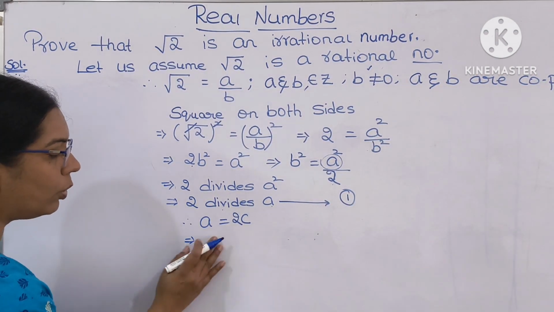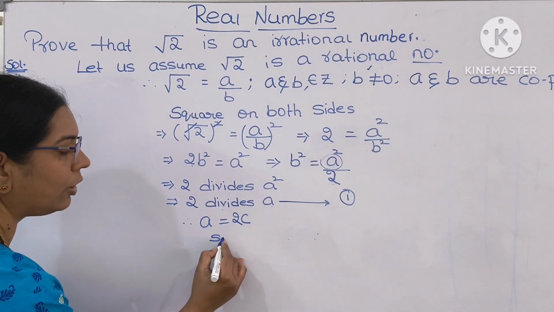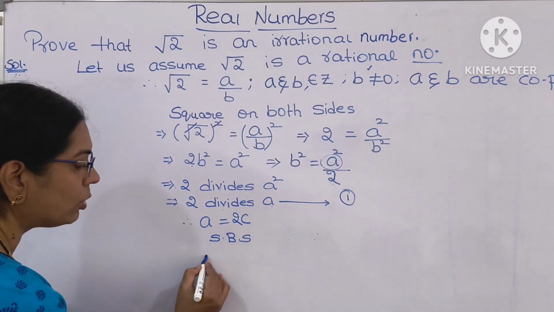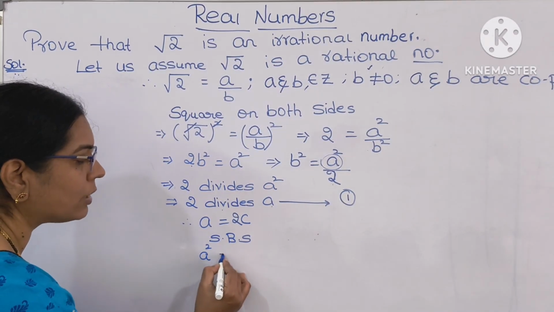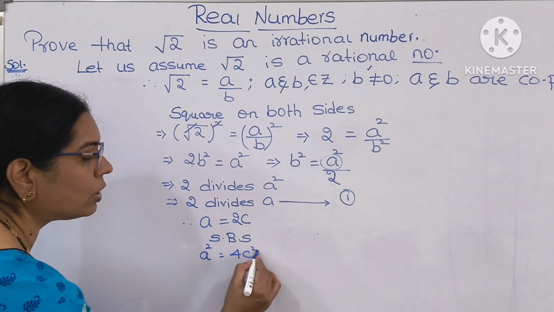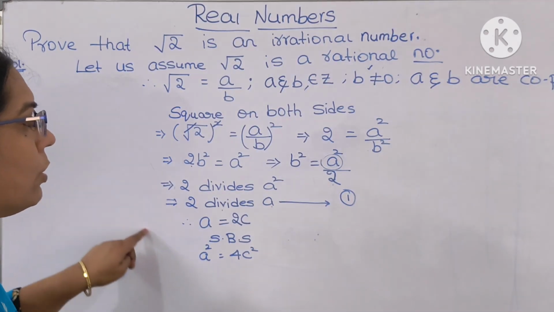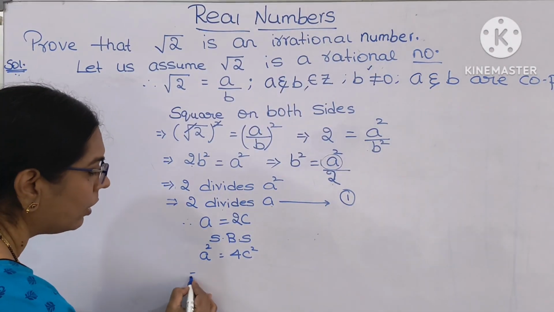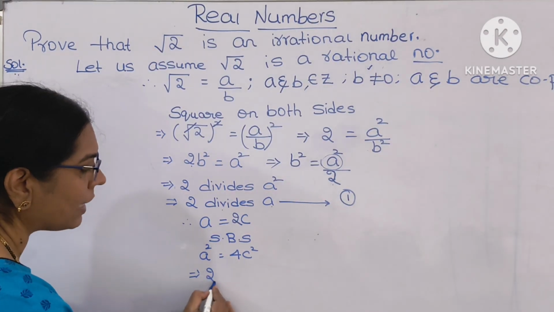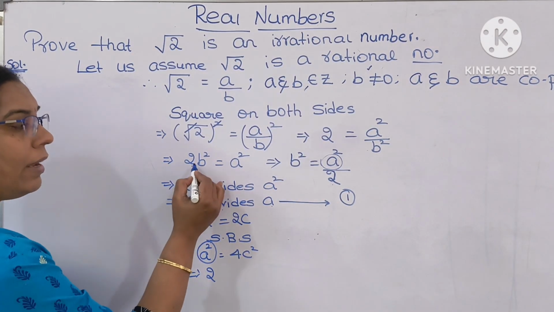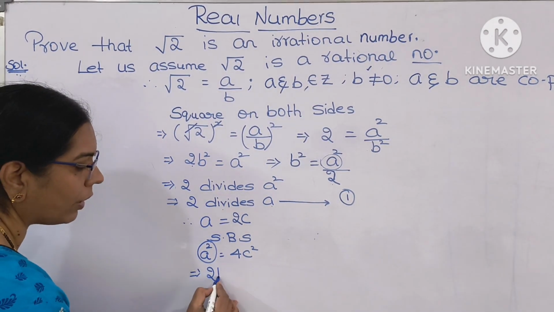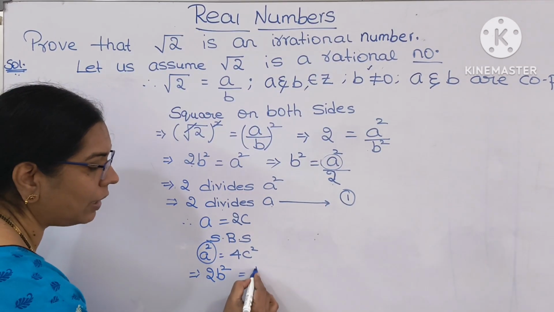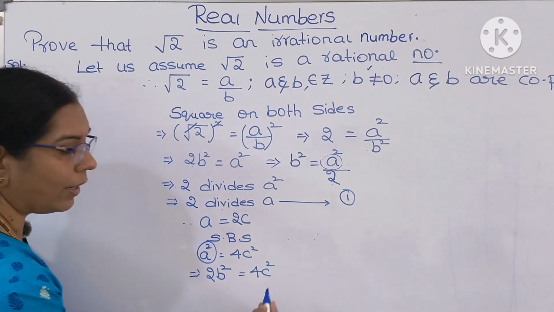Now, square it on both the sides. Again, you have to square it on both the sides. SBS means square on both the sides. When you square on both the sides, you get a square is equal to 4c square. But what is a square? A square, I know it is already 2b square. So in place of a square, I will substitute 2b square. So 2b square is equal to 4c square.